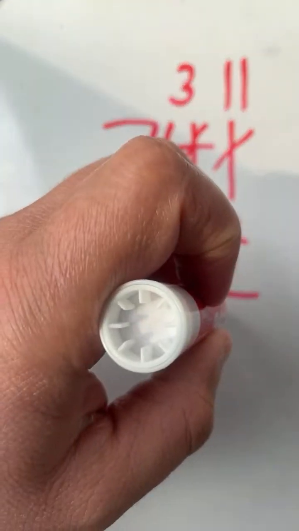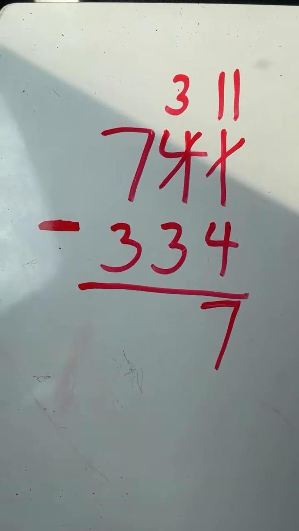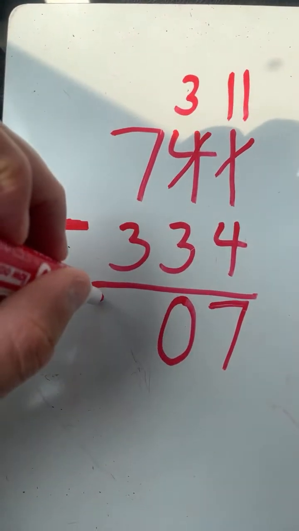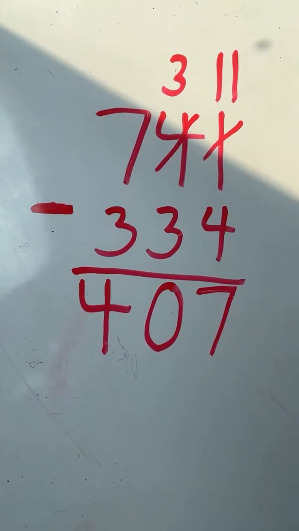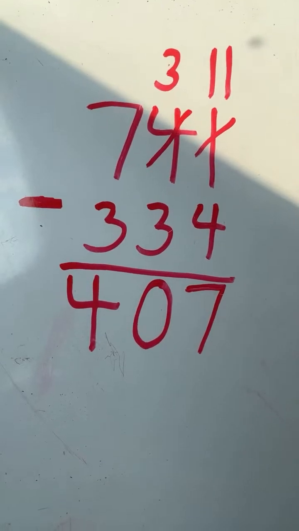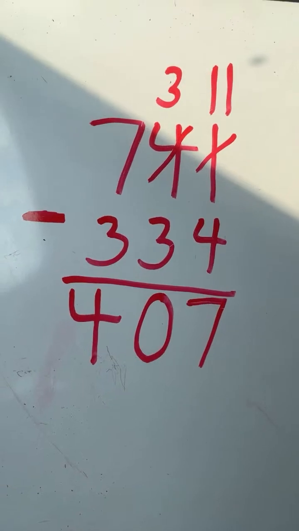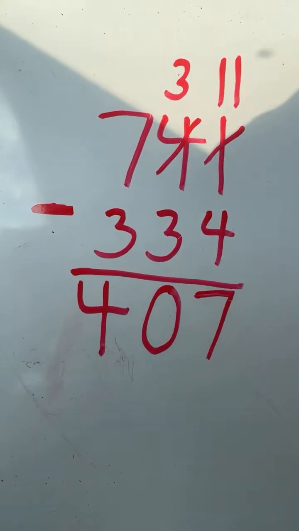11 minus 4 equals 7. 3 minus 3 equals 0. 7 minus 3 equals 4. And we have our final answer. 741 minus 334 equals 407.